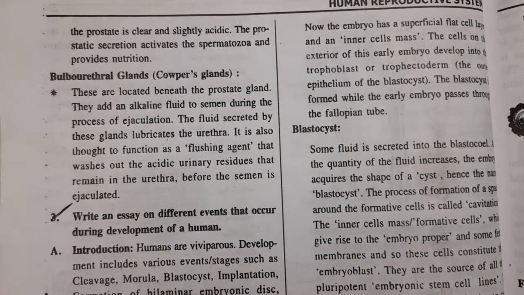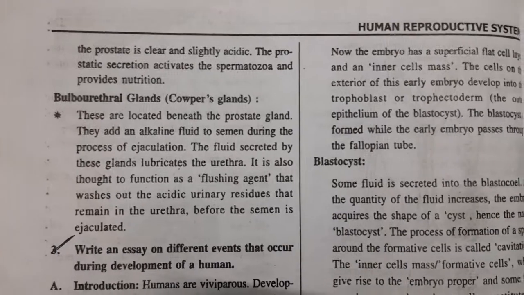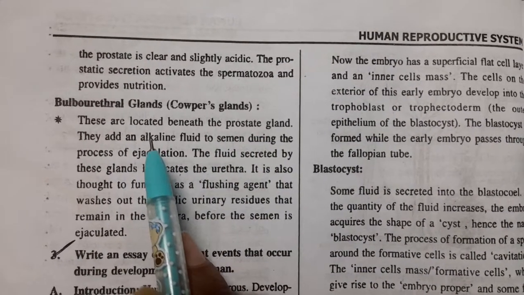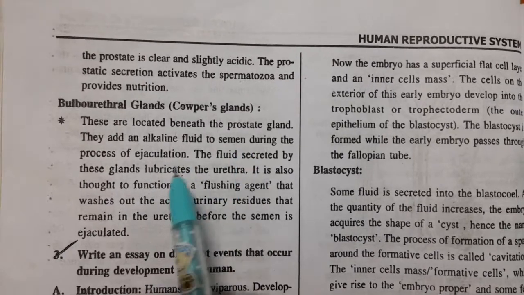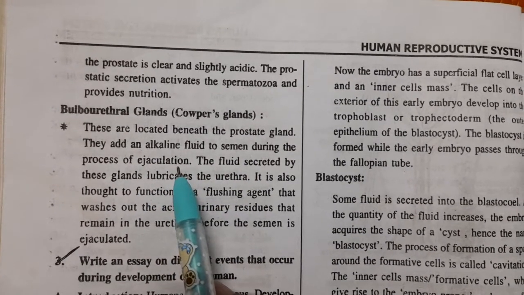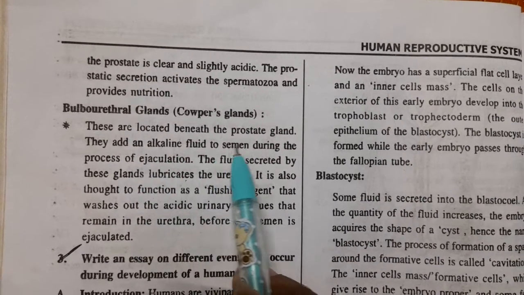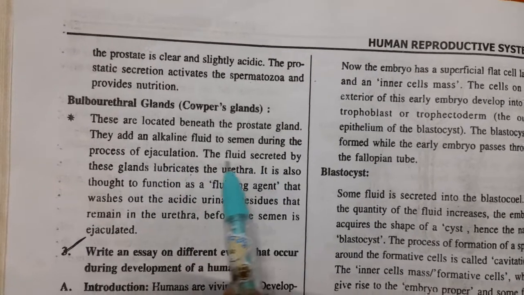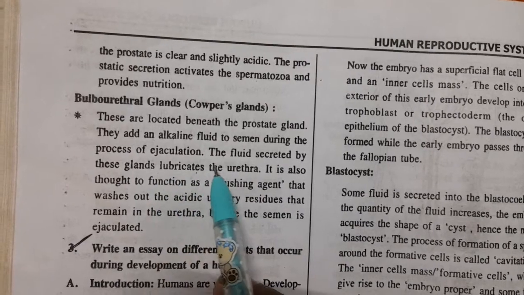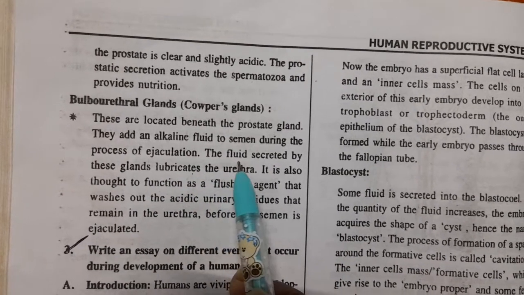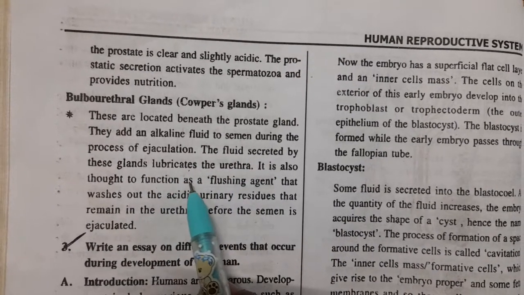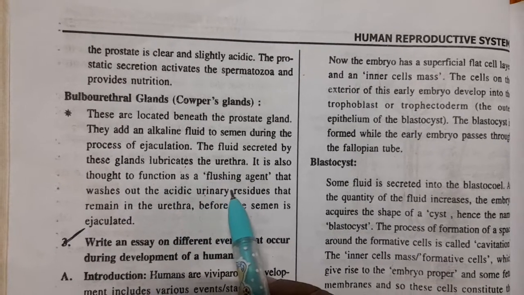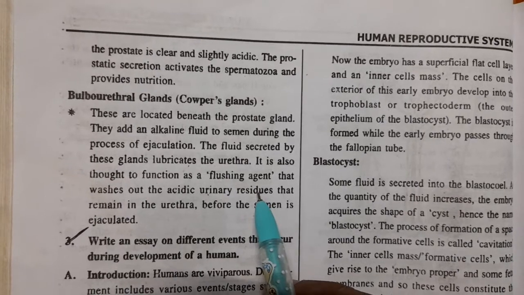The third one, the bulbourethral gland, otherwise called Cowper's gland. These are located beneath the prostate gland. They add an alkaline fluid to the semen during the process of ejaculation. The fluid secreted by these glands lubricates the urethra. It is also thought to function as a flushing agent that washes out the acidic urinary residues.